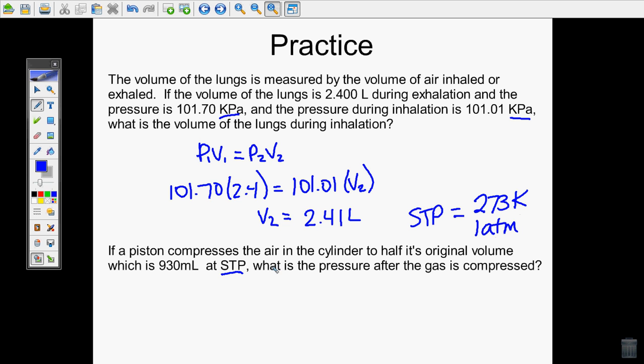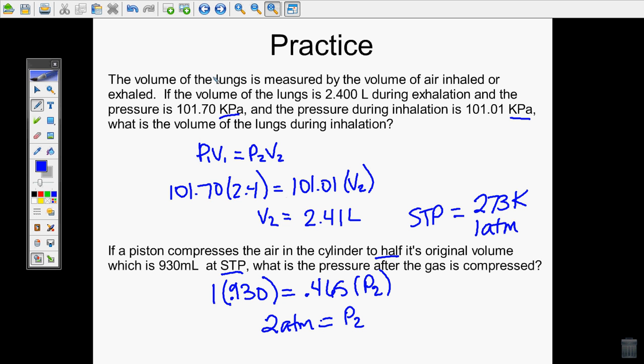Okay, we want to know what the pressure is after the gas is compressed. So our original pressure is at STP, so 1 atmosphere times, I'm going to convert it to liters because that's what I did when I worked these out, so 0.930 liters equals 0.465, because that's half, right? It says it's half the original volume, times the second pressure. A little algebra, and we get 2 atmospheres is our second pressure.